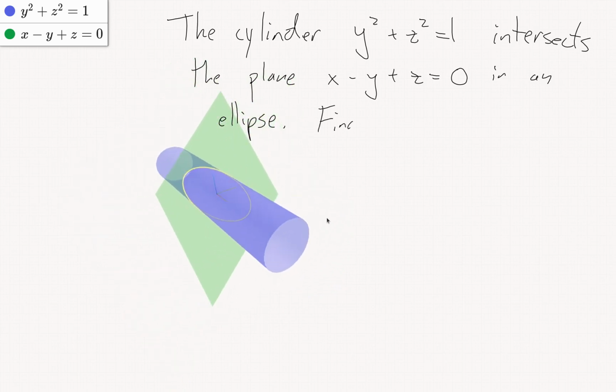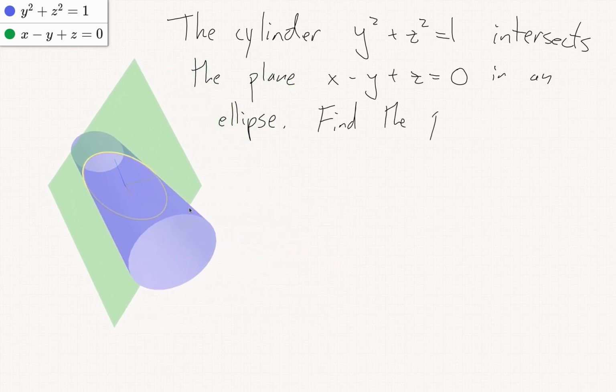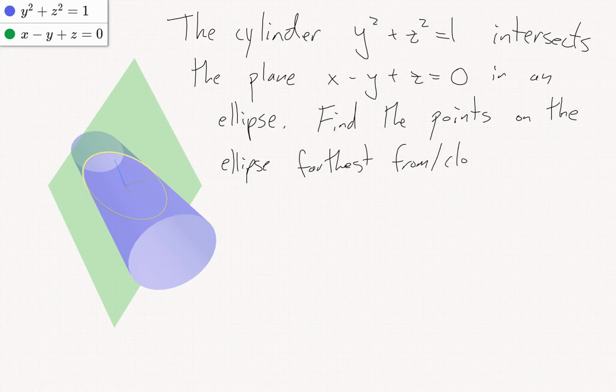So let's say we want to find the points on this ellipse which are farthest from and closest to the origin.